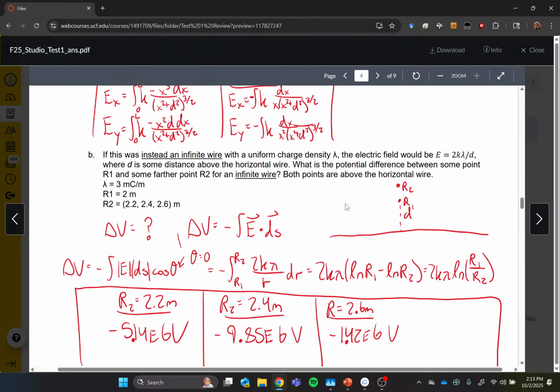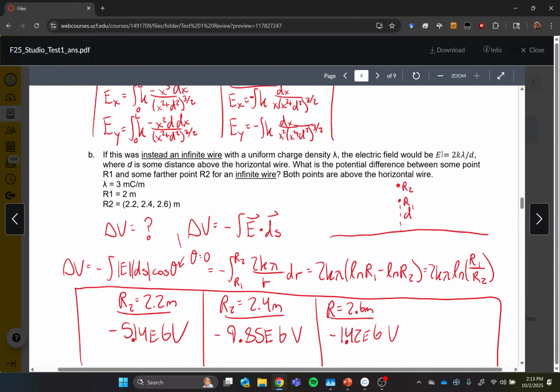But here is actually the major concern I saw. This is the most common mistake I saw with this one. It says, what is the potential difference? I saw a lot of people just solve for E. If they solved this, they didn't know what to do. They just took the E equation and put numbers in. So what do we do in this situation? How do we avoid making that mistake?